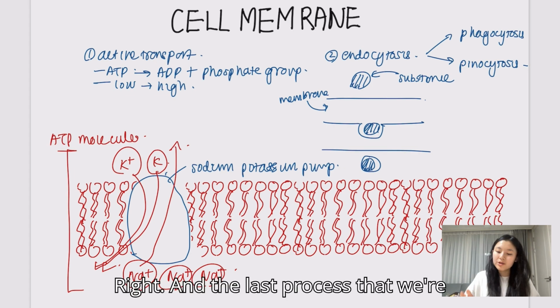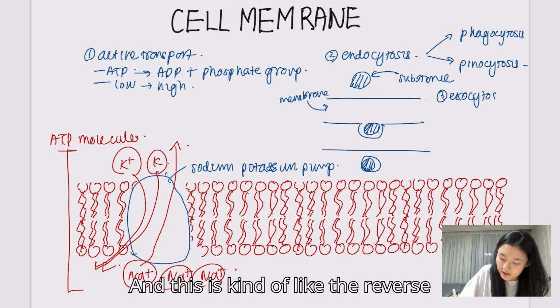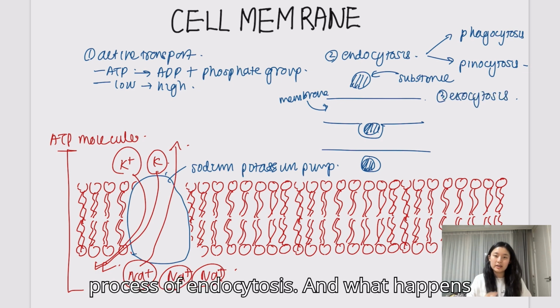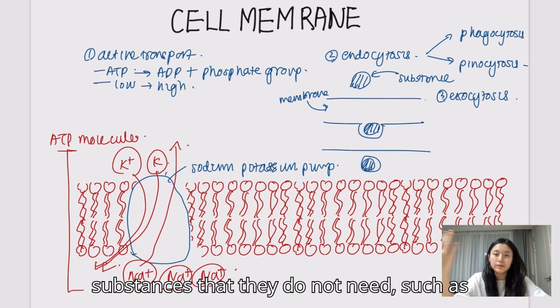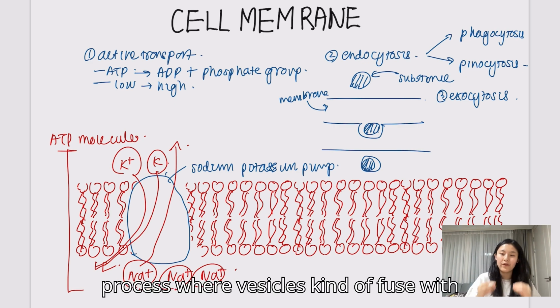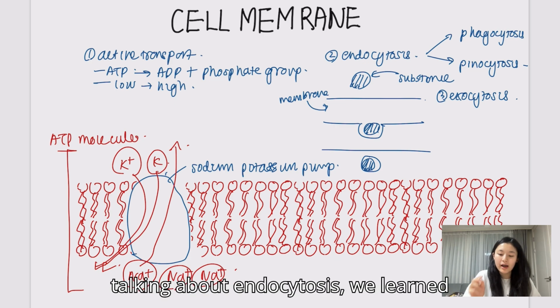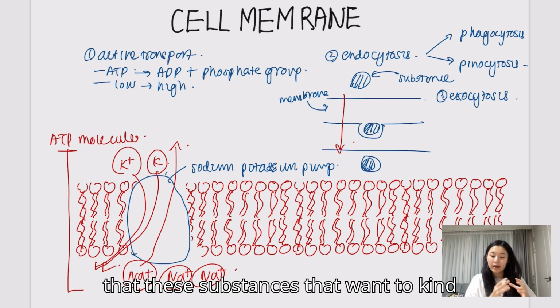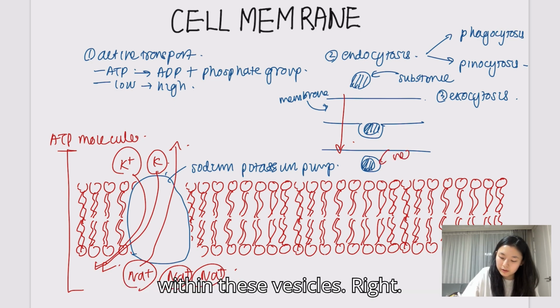Right, and the last process that we're going to look at is exocytosis. And this is kind of like the reverse process of endocytosis. And what happens is, it's when cells try to expel substances that they do not need, such as waste products. And it happens in a process where vesicles fuse with the plasma membrane. So when we were talking about endocytosis, we learned that these substances that want to be engulfed by the cell are contained within these vesicles.